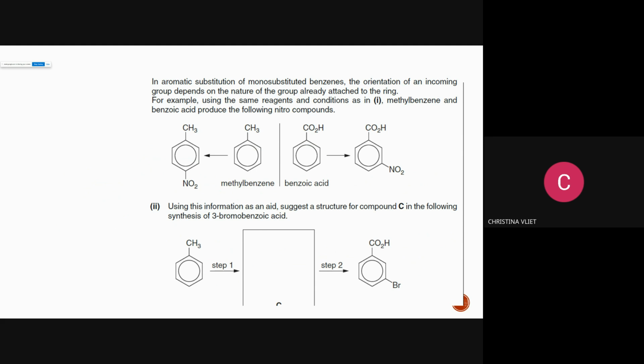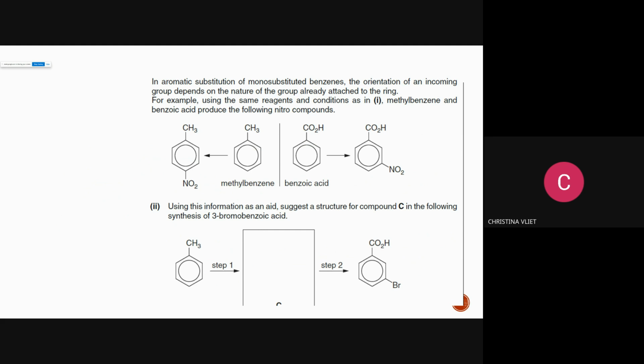Suggest a structure for compound C in the following synthesis, which means we're trying to create 3-bromobenzoic acid. So, what would be compound C? What do you think? Yeah, it would be the intermediate you have in between, but what would it be? Think about what's going on here.